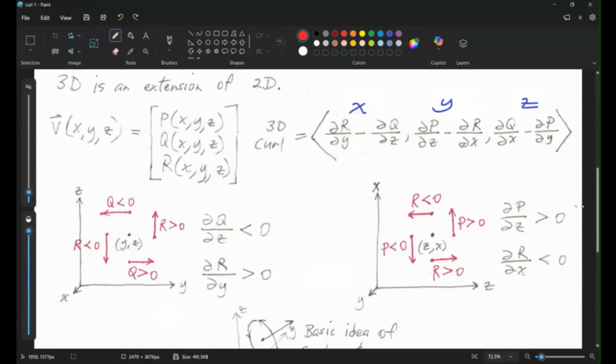Okay, and I won't take time to go through the Y one. You can look that over yourself. But next, let's think about how we actually compute this.